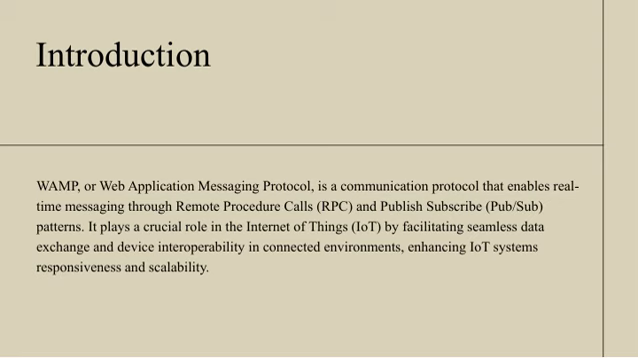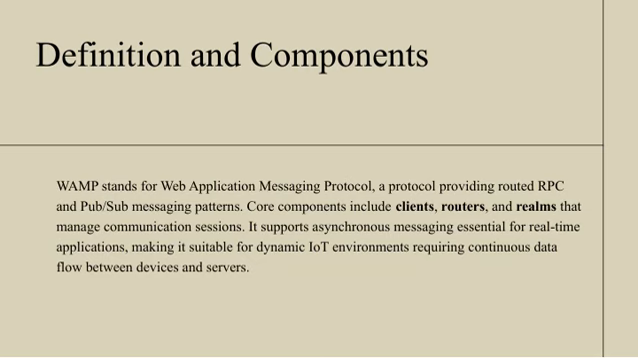These features are incredibly important, especially in the context of the Internet of Things, or IoT. In IoT environments, devices need to exchange data seamlessly and work together smoothly. WAMP facilitates this by making device interoperability straightforward, which in turn improves the responsiveness and scalability of IoT systems. Connecting this to our overall theme, understanding how protocols like WAMP enable real-time, efficient communication is essential for building smarter, more connected systems. Let's take a closer look at what WAMP actually is.